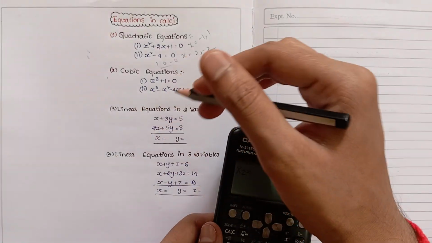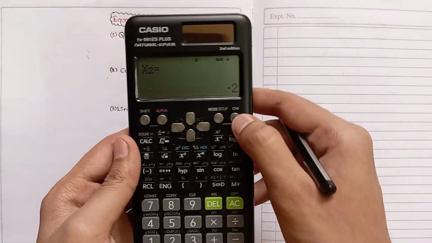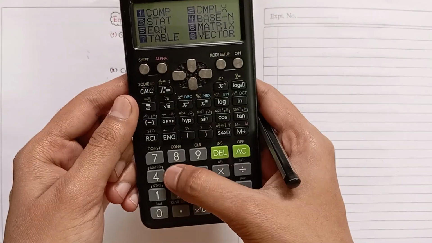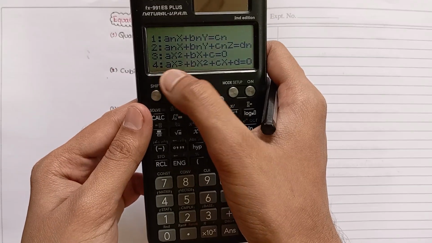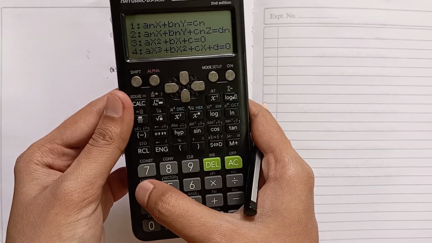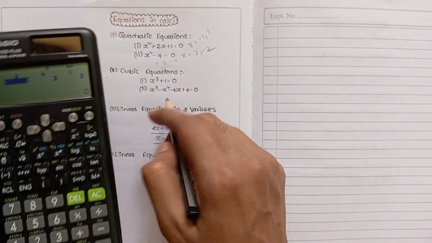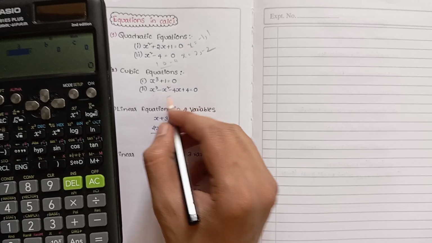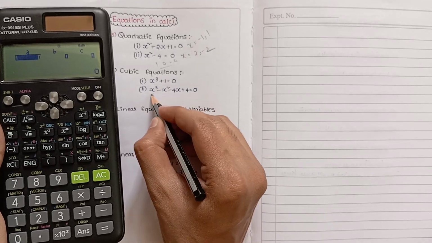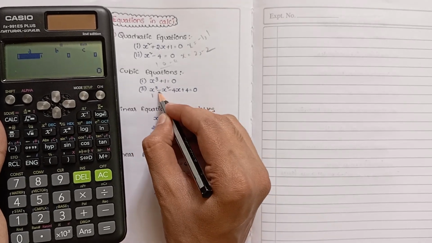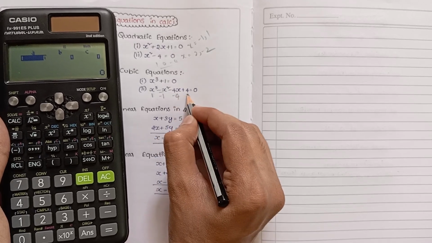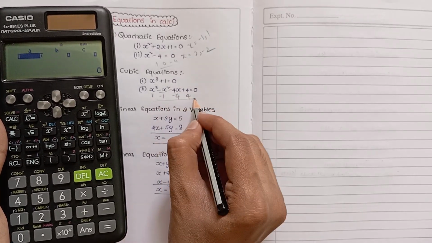Same process for all equations. Let us solve one by one. Next one is cubic. So select 4 for cubic equation. What are the coefficients? Here first we will solve the second one. Coefficient of x cube 1, coefficient of x square minus 1, coefficient of x minus 4, constant value is 4. So we have to give these values as inputs.